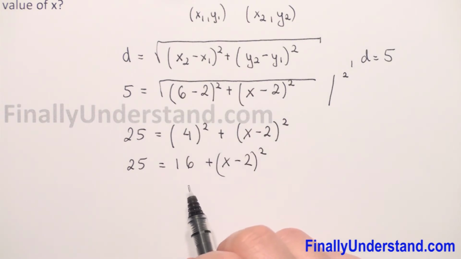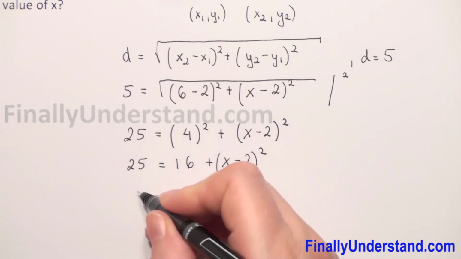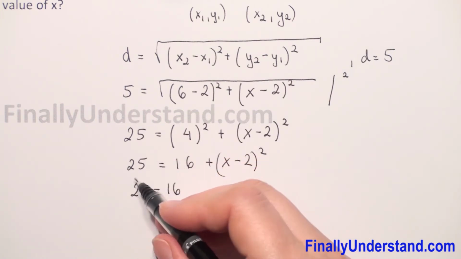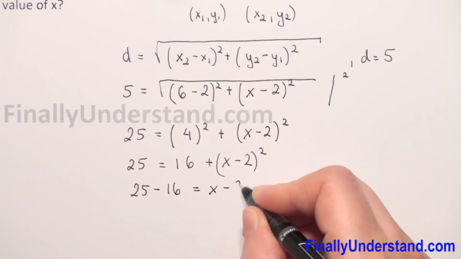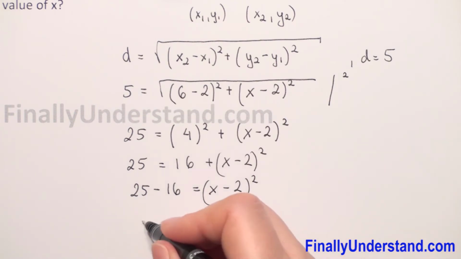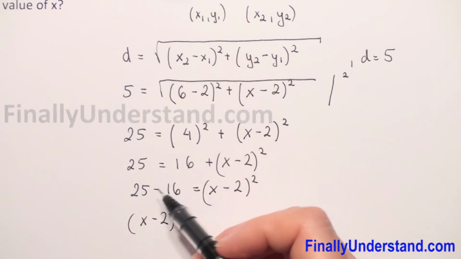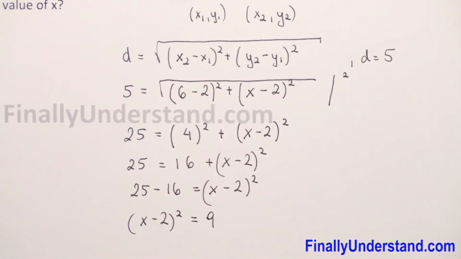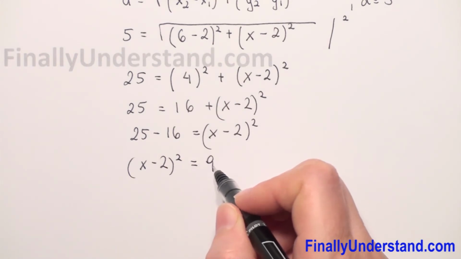So now I will move 16 to the left side, so we will have 25 minus 16. Positive 16 we move to the left side, so it will be negative 16, is equal to x minus 2 to the second power. I will change the sides, so we have x minus 2 to the second power is equal to 25 minus 16, which is 9. So we have that x minus 2 to the second power is equal to 9.